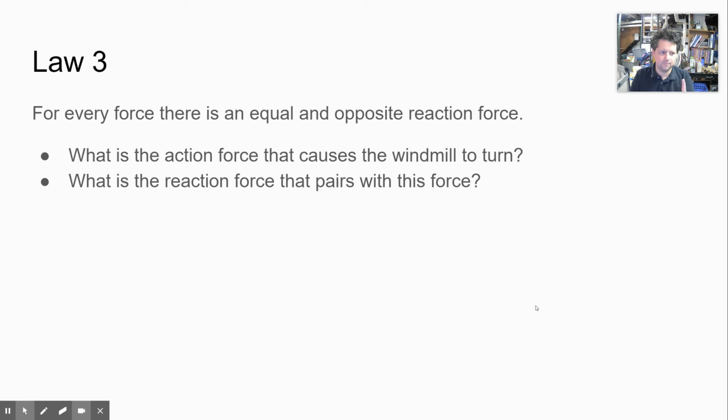And then the third law. For every force, there's an equal and opposite reaction force. What is the action force that causes the windmill to turn? And what is the reaction force that pairs with this force? Remember, it hurts to punch a wall because when you punch the wall, you apply a force to the wall and the wall applies a force back to your hand. So if that's true, how does that action-reaction force pair apply to the windmill?